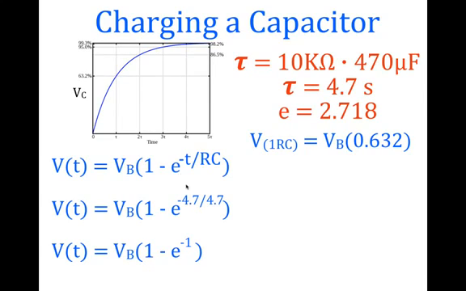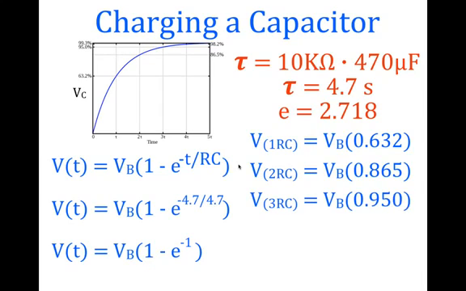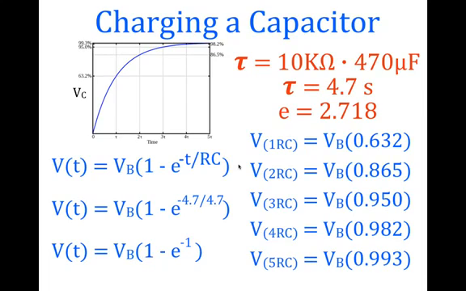Now for two time constants, I would simply substitute in here 9.4, or simply e to the minus 2. That results in 86.5% of the battery. That's what we have on our graph again. We do the same thing for 3 time constants, for 4 time constants, and 5 time constants. We usually stop there because after 5 time constants, that's when we consider the capacitor to be fully charged. It's 99.3% of the voltage of the battery.